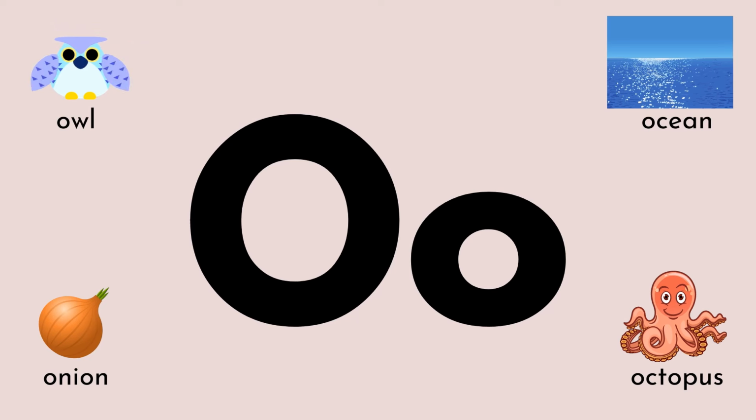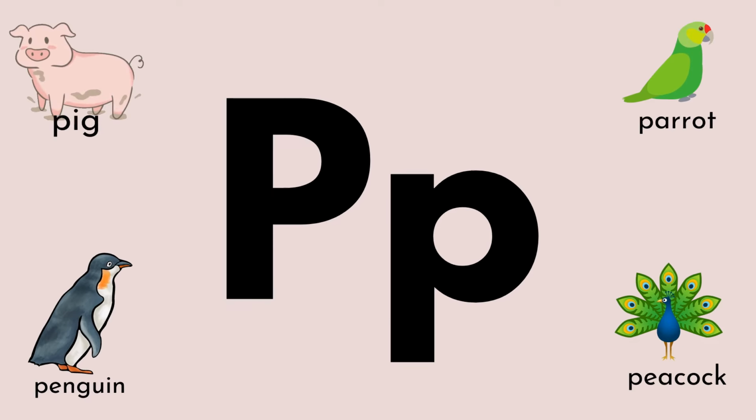Letter O. The sound is ah. Say ah, like owl, ocean, onion, octopus.